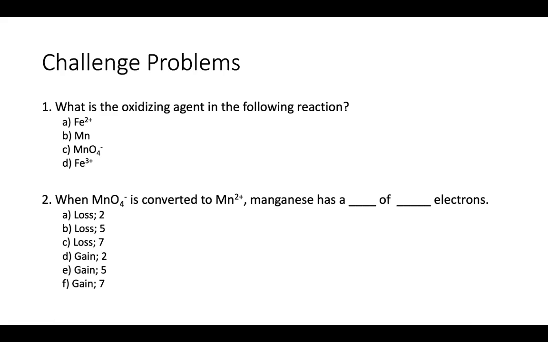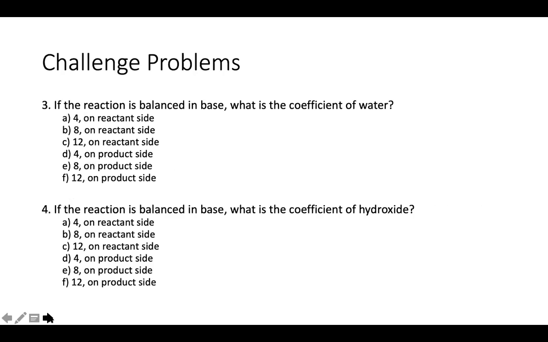Okay, and so number 1 is kind of a labeling: what is your oxidizing agent? Number 2 is very similar to a multiple choice you got from last Wednesday's challenge problems, but this one we're applying to an actual problem that you were given, right? They're saying, based on the equation, what is your change in electrons?